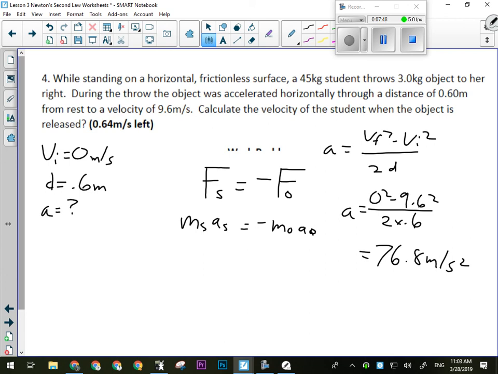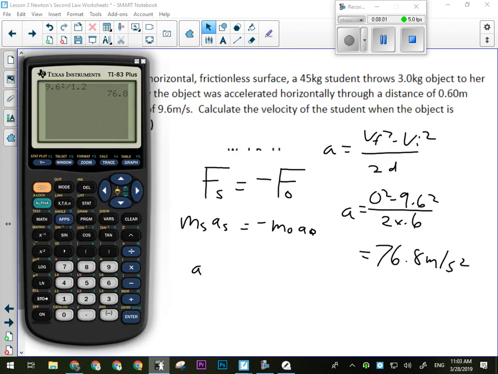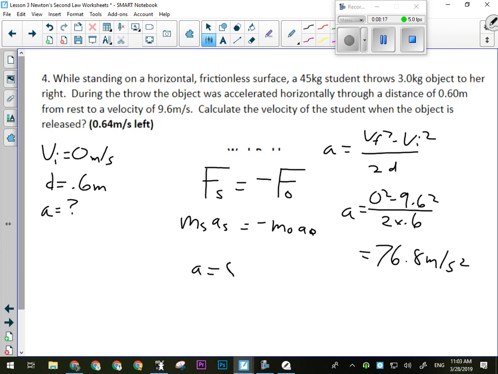All right, now that I have that, I should be able to calculate the acceleration of the student. So that's what I'm going to do here. The acceleration of the student is going to be the force on the object divided by the mass of the student, because the forces are the same. All right, so I'm going to take that 76.8 and multiply it by 3. Okay, that gives me the force. All right, then I'm going to divide that by the mass of the student. All right, so the acceleration of the student is 5.12 meters per second squared. All right, so now I have 5.12 meters per second squared.